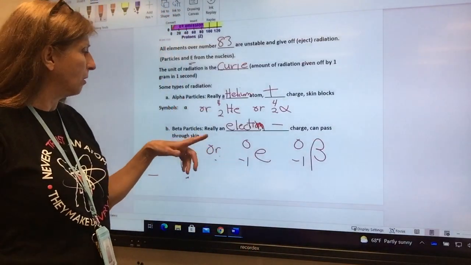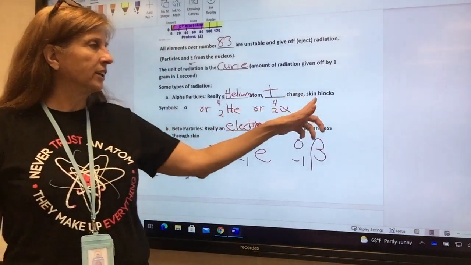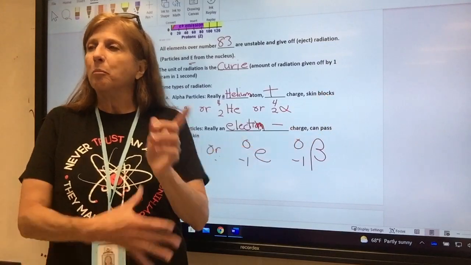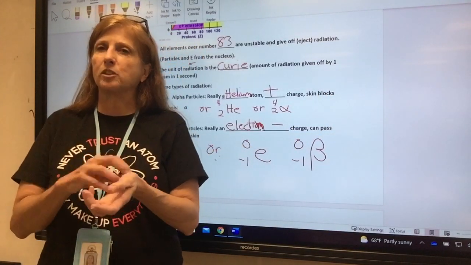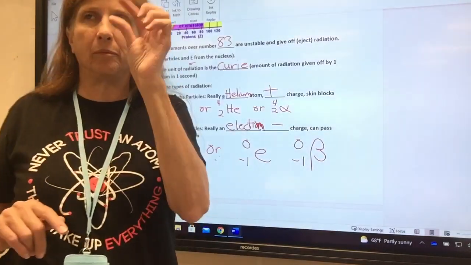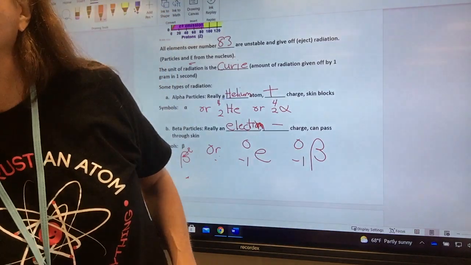Now, alpha particles, usually it says skin blocks. But I felt the radiation in my bones, so there must have been more radiation in that cup than just alpha particles. Thinking back on it.